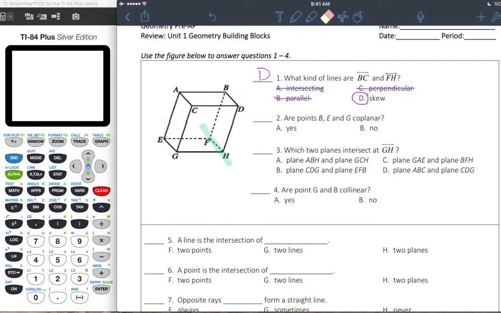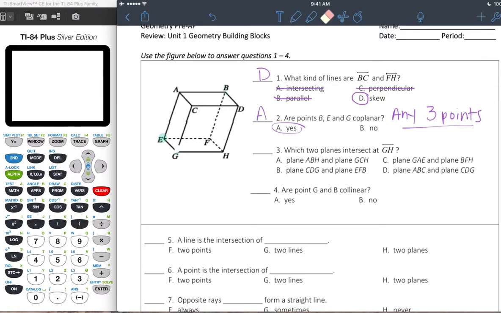From there, in our next one, it says are B, E, and G coplanar. So we have point B, we have point E, and point G. Those three are going to be coplanar because remember, any 3 points make a plane. So yes, they are coplanar.